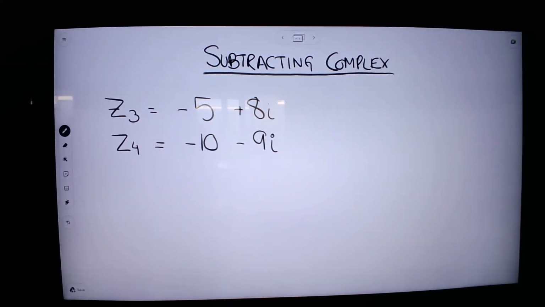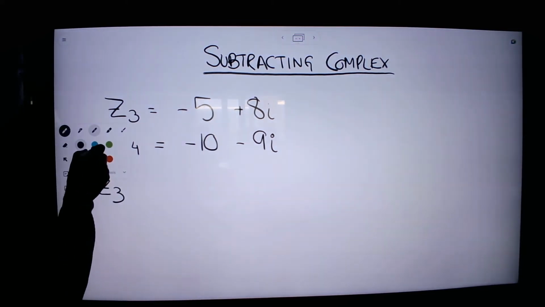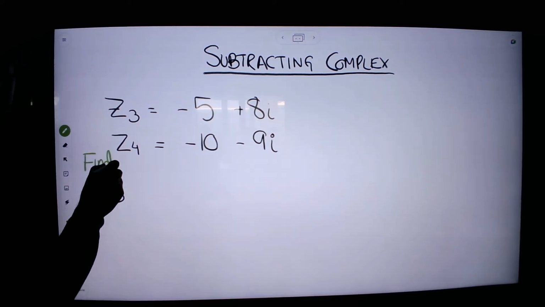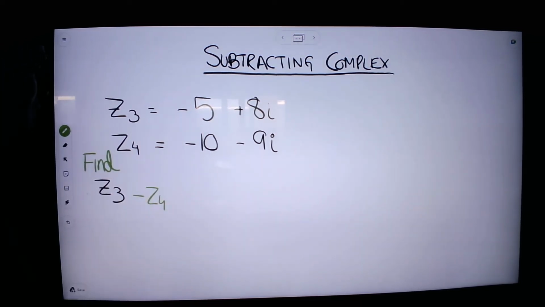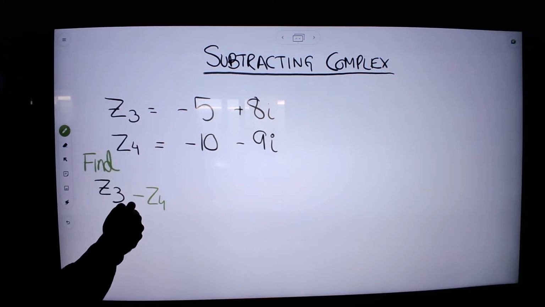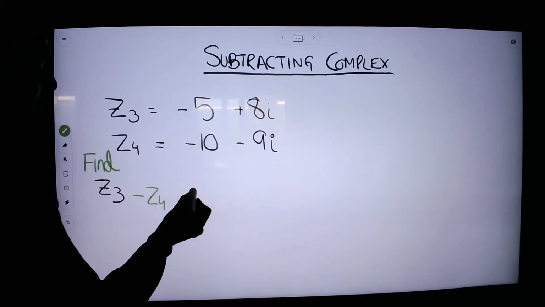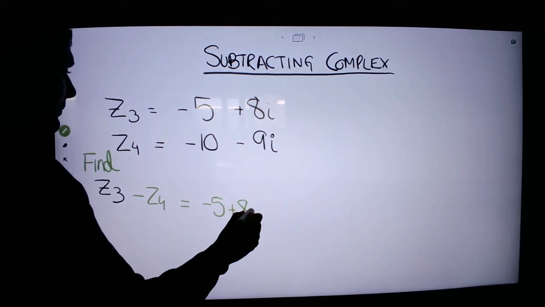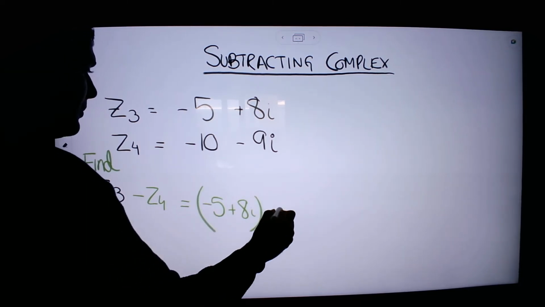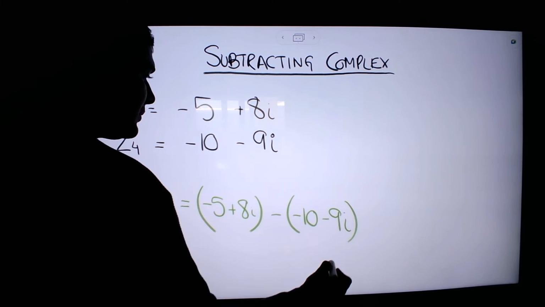And I want to find out Z3 minus Z4. It's Z3 minus Z4. So what I can do is, I can do two different ways. Let's do a long way and I should do a short way in a minute. So I go minus 5 plus 8i, bracket, minus 10 minus 9i.